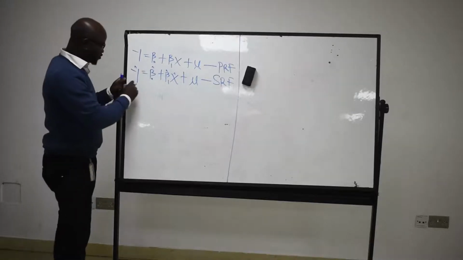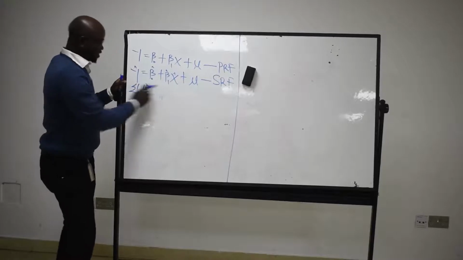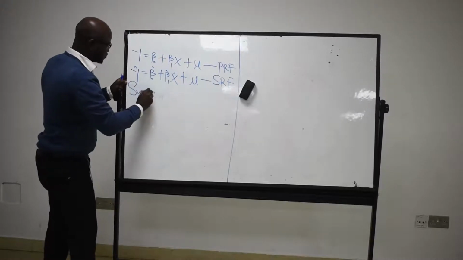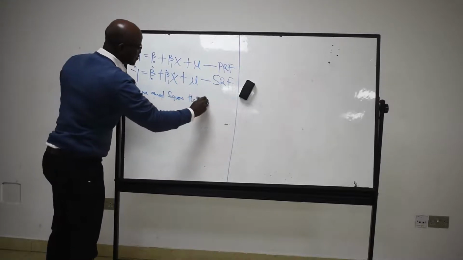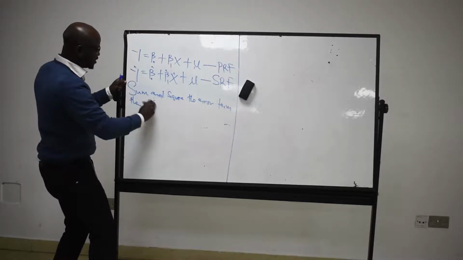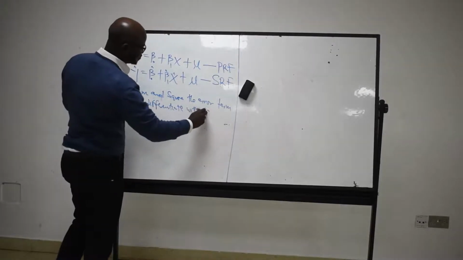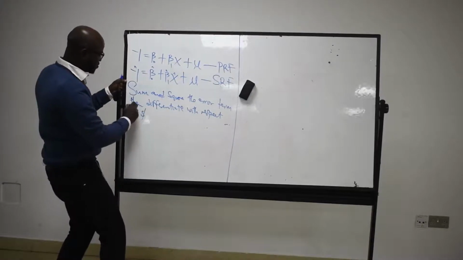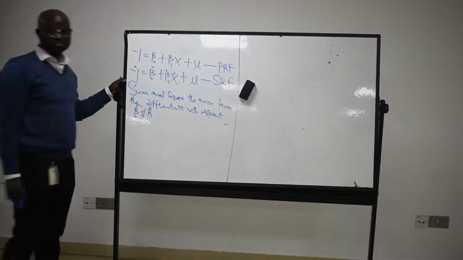So now, you sum and square the error term. Then, let's write it in Word first, class. So let's say sum and square the error term, then differentiate with respect to beta 1 cap and beta naught cap and beta 1 cap.